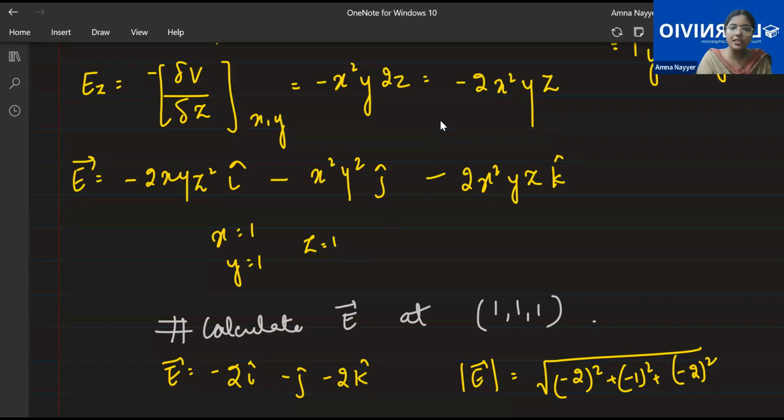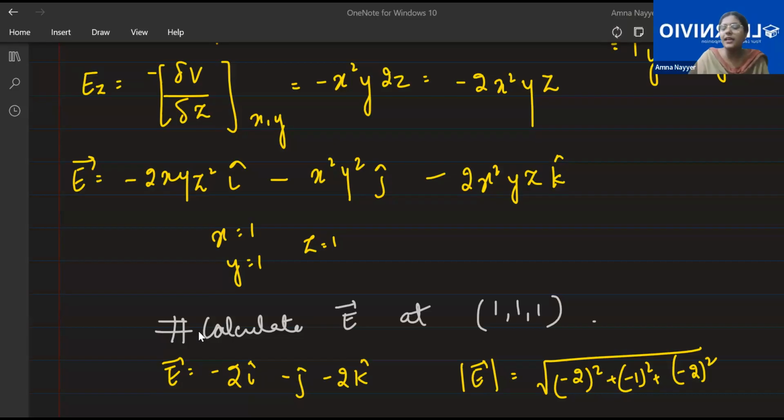Ali has understood. Aisha, clear? Okay. Ubaidullah? I'm not able to understand how those values came. Which one? Minus 2i cap minus j cap.